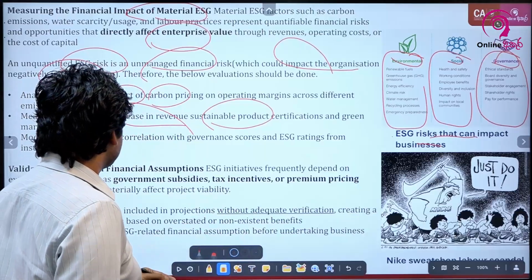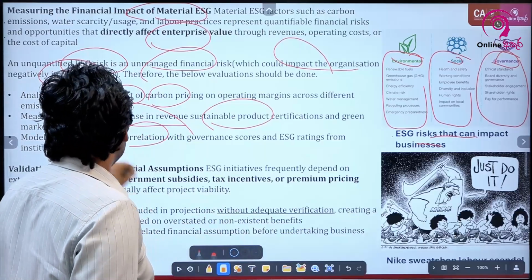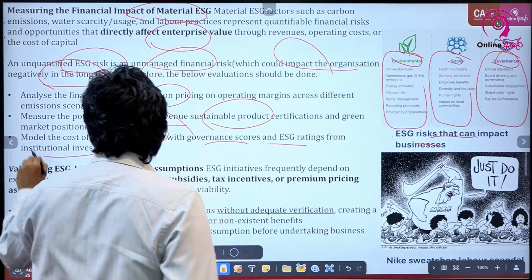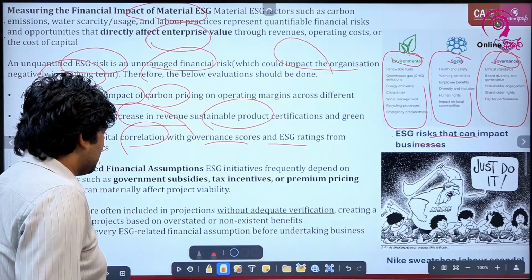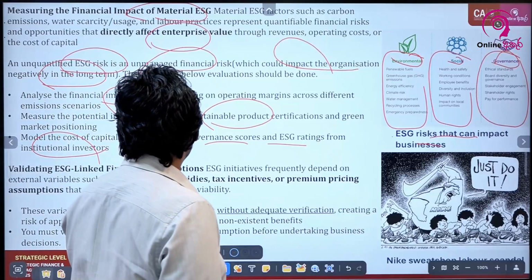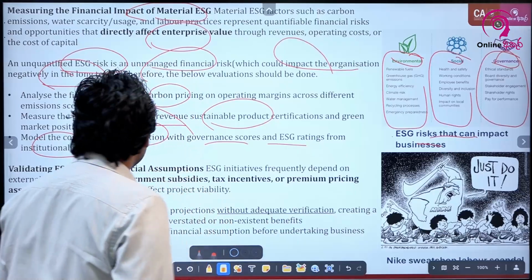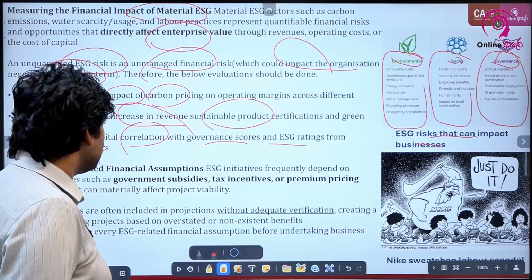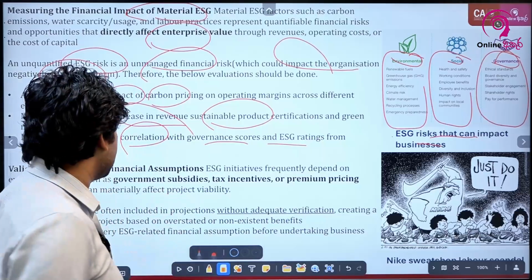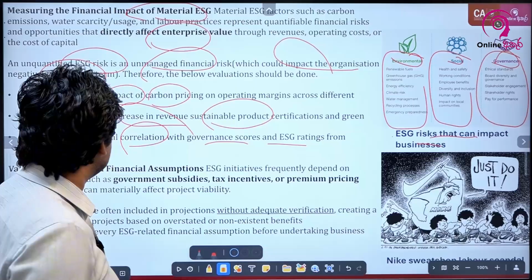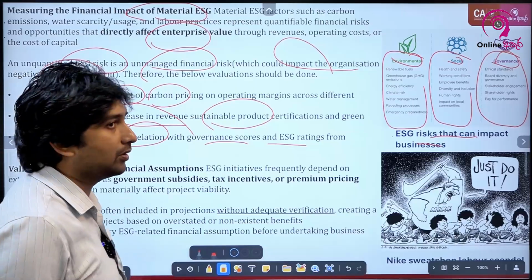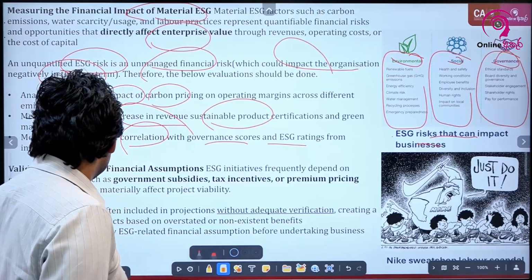And model the cost of capital correlation with governance scores and ESG ratings from institutional investors. In Sri Lanka, of course, we do not have ESG ratings, but in other countries they have ESG ratings from institutional investors. You need to see the impact on your cost of capital. When your ESG rating goes bad, how does it impact the cost of capital of the organization?